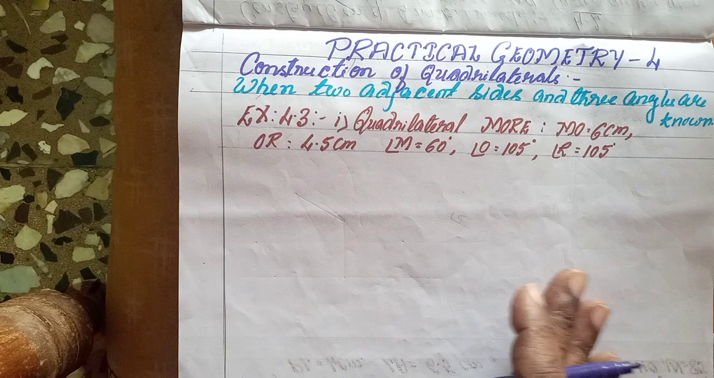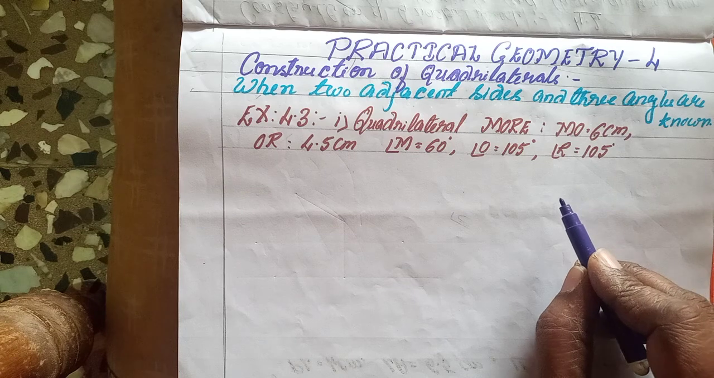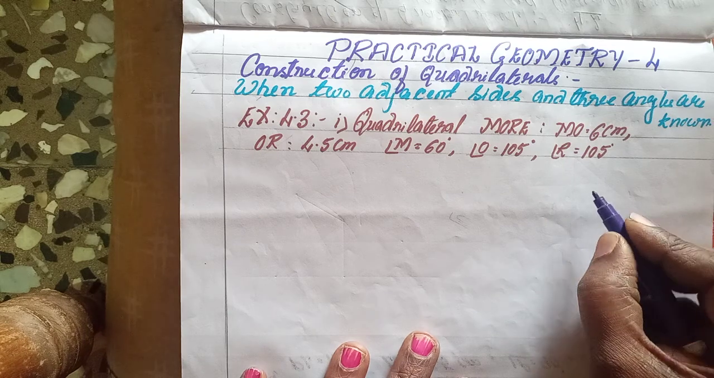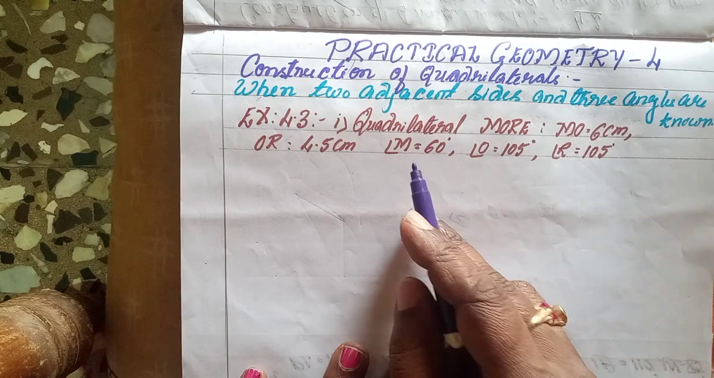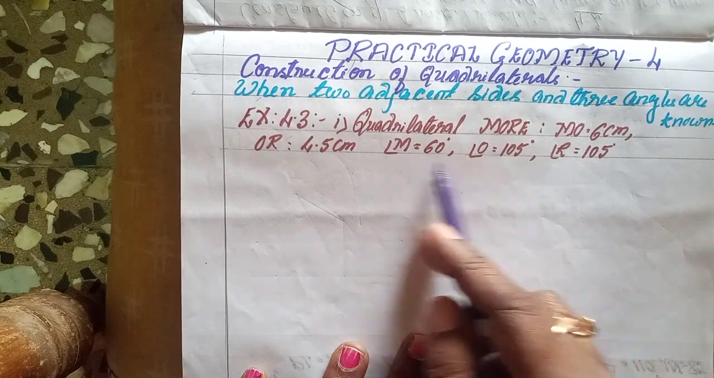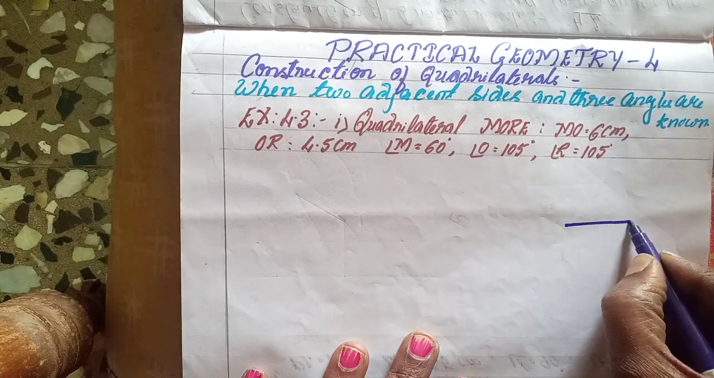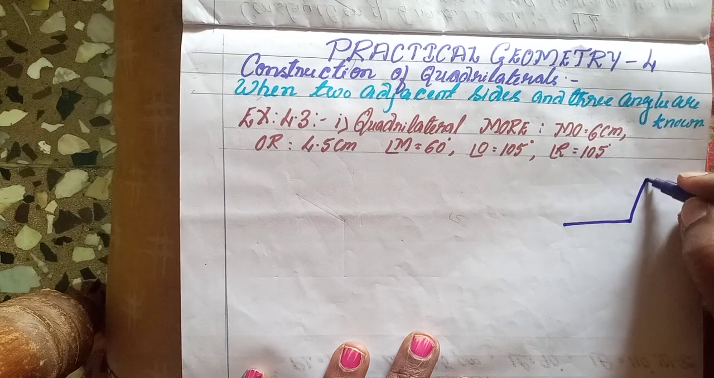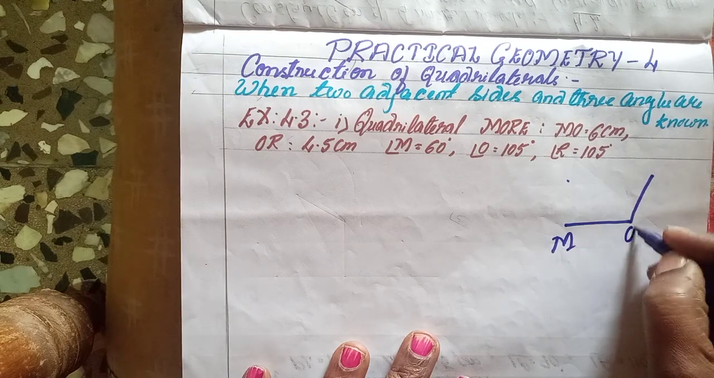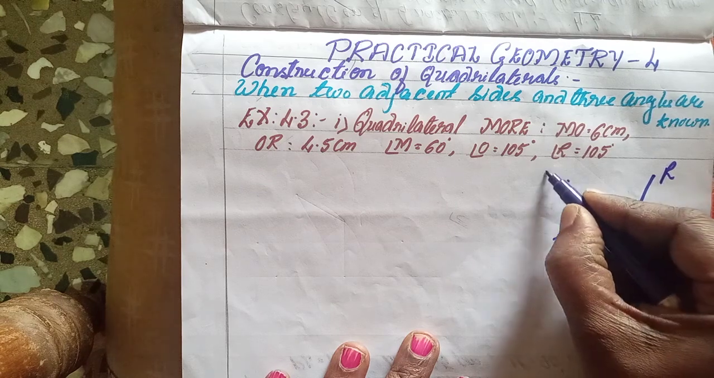Before constructing, first we have to draw the rough sketch. First, draw any quadrilateral with measurements, because angle M, angle O and angle R are given. Therefore, take the angles at the base and write MORE. This is MORE. We are taking the angles as the base and this one is E.